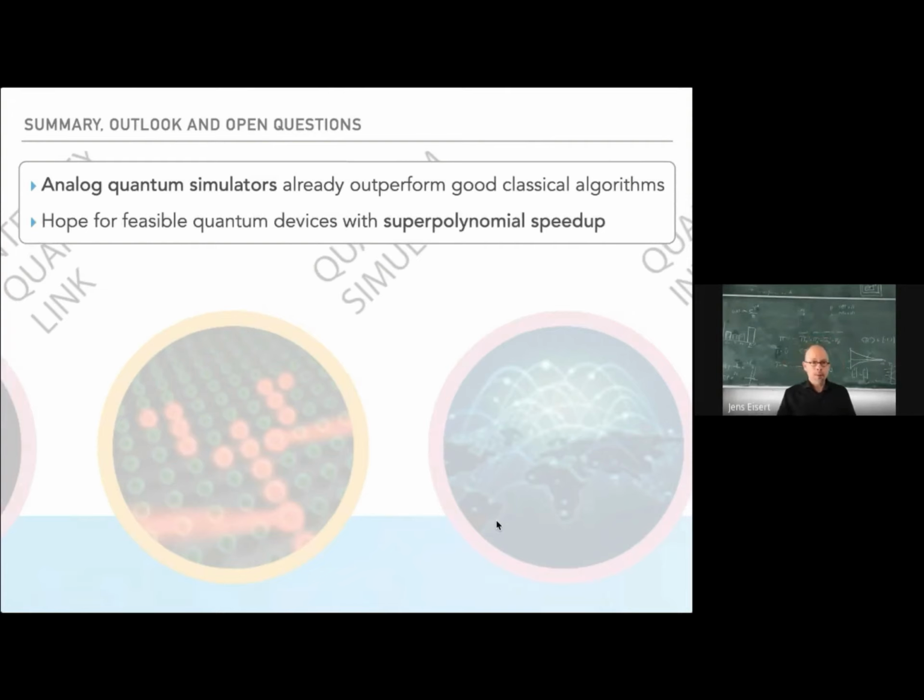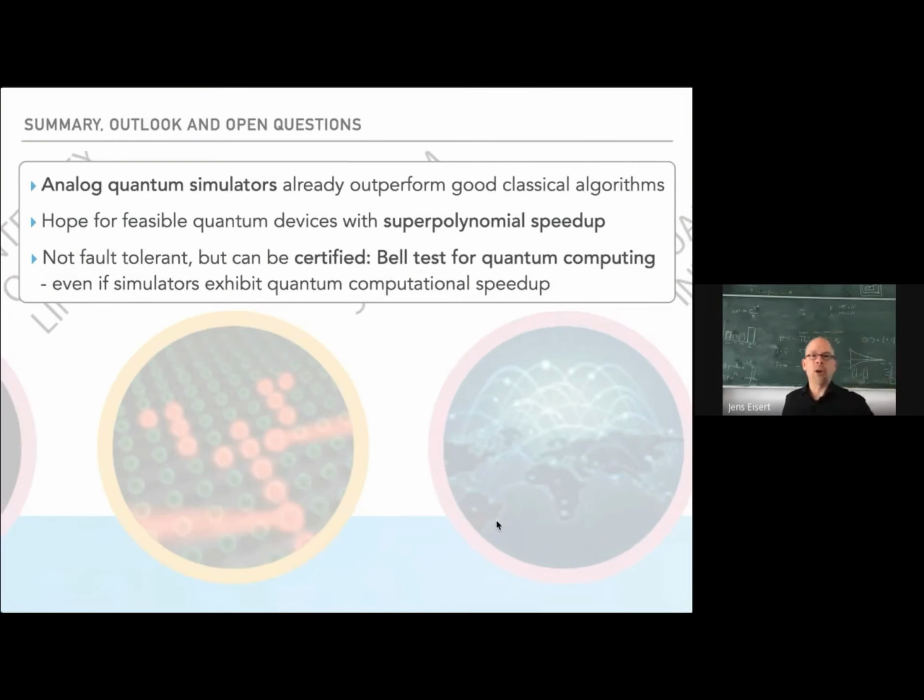So there is hope for feasible quantum devices to provide a super polynomial speedup of some kind, where the claim is rooted in the language of computational complexity. This is what a quantum advantage scheme is about, where you want to be precise about in what way you get a speedup in the language of theoretical computer science, beyond the lack of imagination of the respective algorithm. Now, these schemes are not fault tolerant. They're not even error corrected, but they can be certified like a Bell test for quantum computing. And it's interesting that you can certify the correctness even if the simulators exhibit a computational speedup.